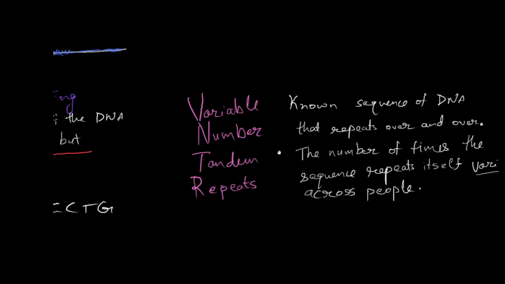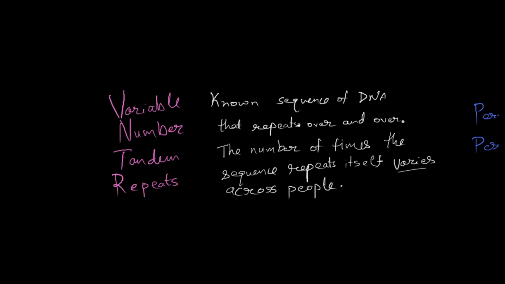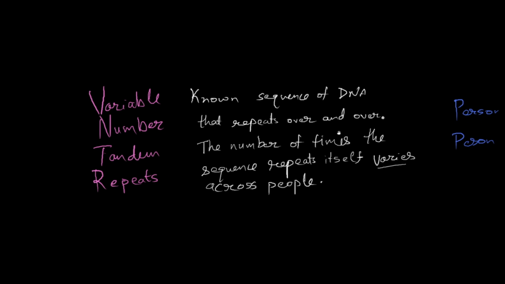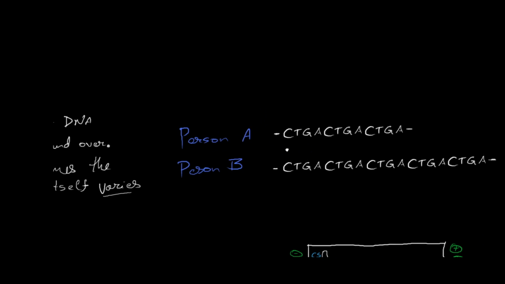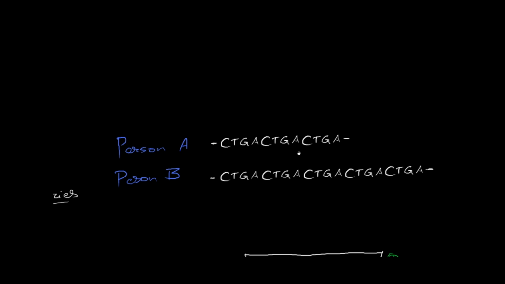What VNTRs are is a known sequence of DNA that repeats over and over. The number of times the sequence repeats itself varies across people. What does that mean? Let's say there's a person A and a person B, and there is a sequence CTGA. It turns out there is a site in all our DNA where a sequence similar to CTGA or something else just keeps repeating over and over and over. But the point is that the number of times the sequence repeats is different across people.